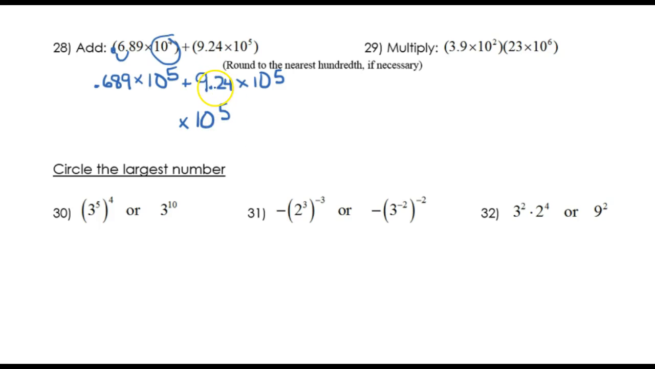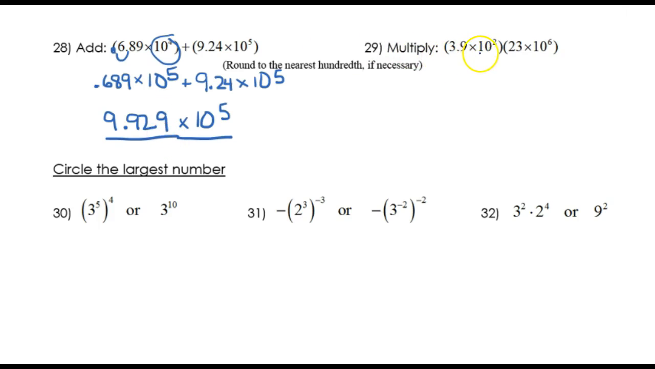When I take 9.24 and I add 0.689 to that, I end up with 9.929. I just need to check, is this in scientific notation? Yes, it is. So that is my answer.